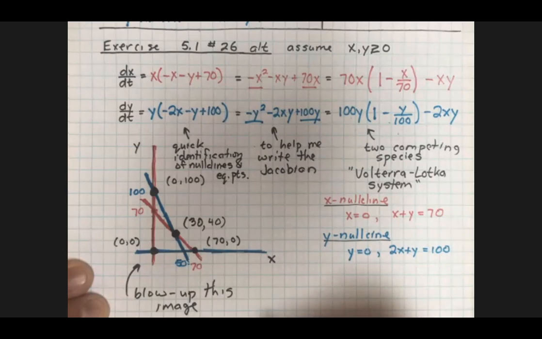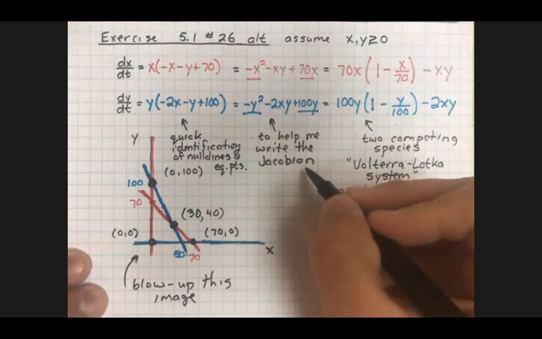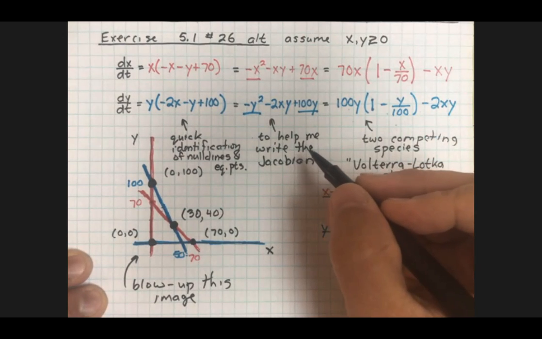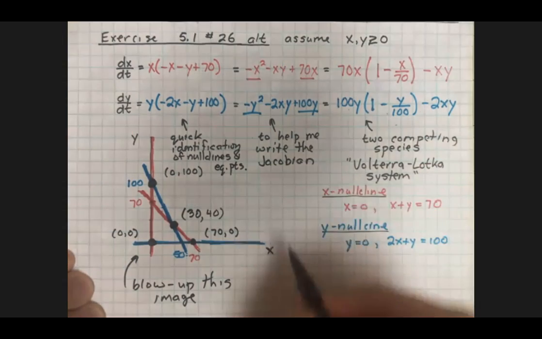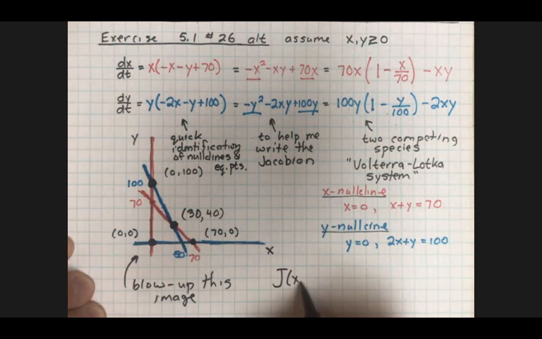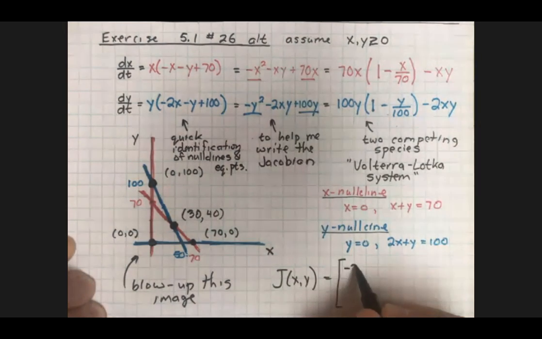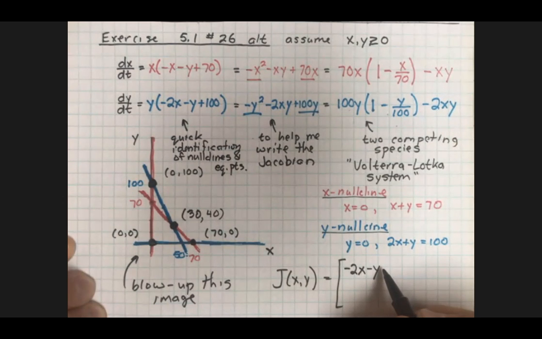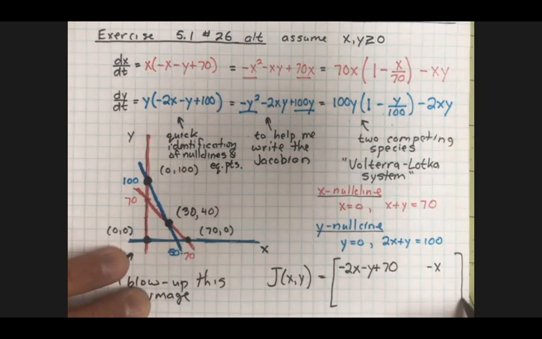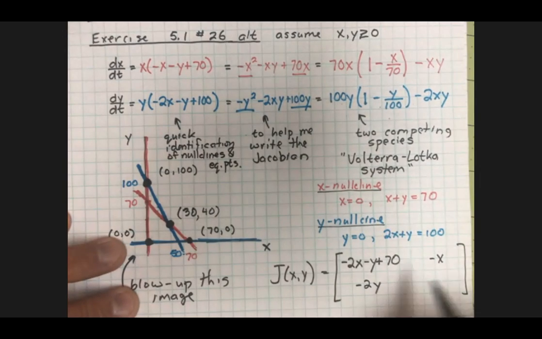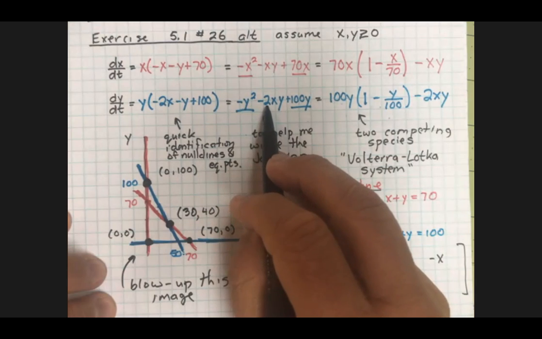We also need to reach into our BAT utility belt and write down the Jacobian, right? The 1960s television show, Batman, Adam West, always Batman had the right tool on his utility belt for the moment. So what's the Jacobian? Let's just write it down here in case we need it later. Partial F partial X is minus 2X minus Y plus 70. Partial F partial Y is simpler, it's just minus X. Partial G partial X is just minus 2Y. And partial G partial Y is minus 2Y minus 2X plus 100.